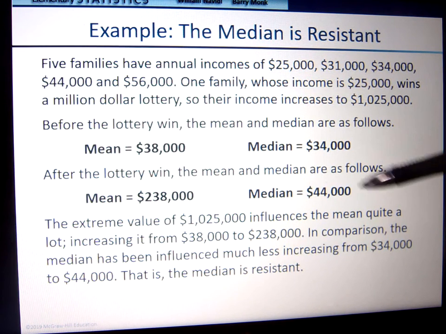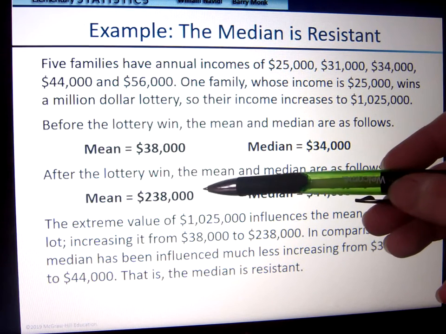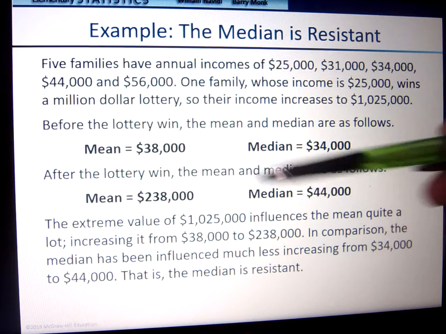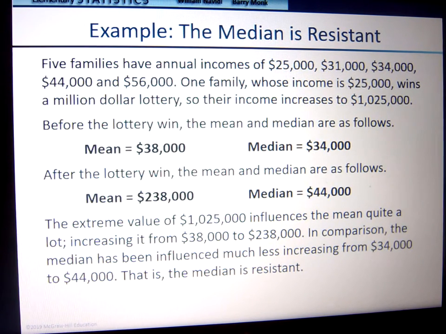Now notice the median did change, but it was not nearly as affected as the mean was by the extreme value of $1,025,000. So the increase would influence the mean and does not influence the median. So that's why we say the median is resistant.